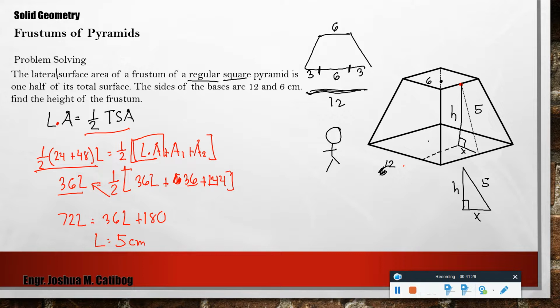Nakukuha po ha, itong portion na to. Pakita ko sa inyo ha. Itong portion na to, ayun. Kung ito po ay 6, ito po ay 3, ito po ay 3. Okay, from this point dito, and this parallel po ito sa ating base po ng ating triangle na nakuha. Therefore, yung x pala natin is 3 centimeters.